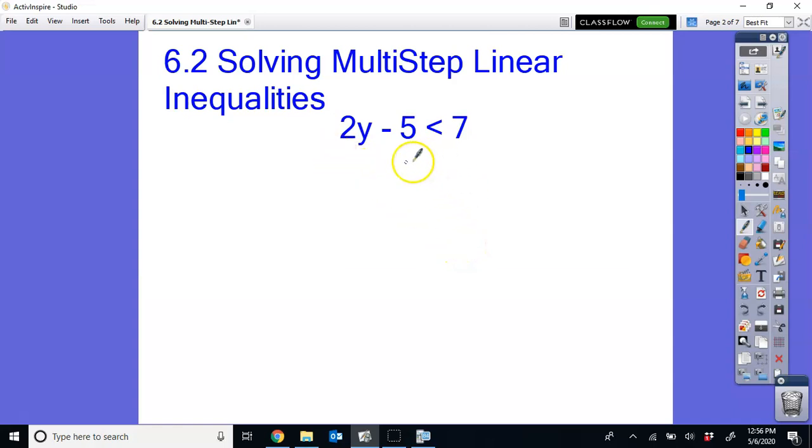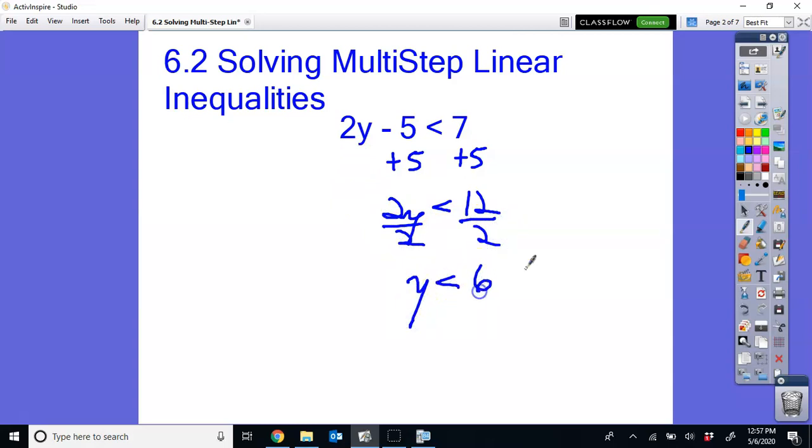After you've solved this, hopefully you realize that I got a minus 5 here, so I need to add 5. Add 5. That gives me 2y is less than 12. Notice the only difference there, instead of an equal sign, I've got a less than symbol. Then I want to get rid of the 2, so I divide by 2. Divide by 2. y is less than 6.